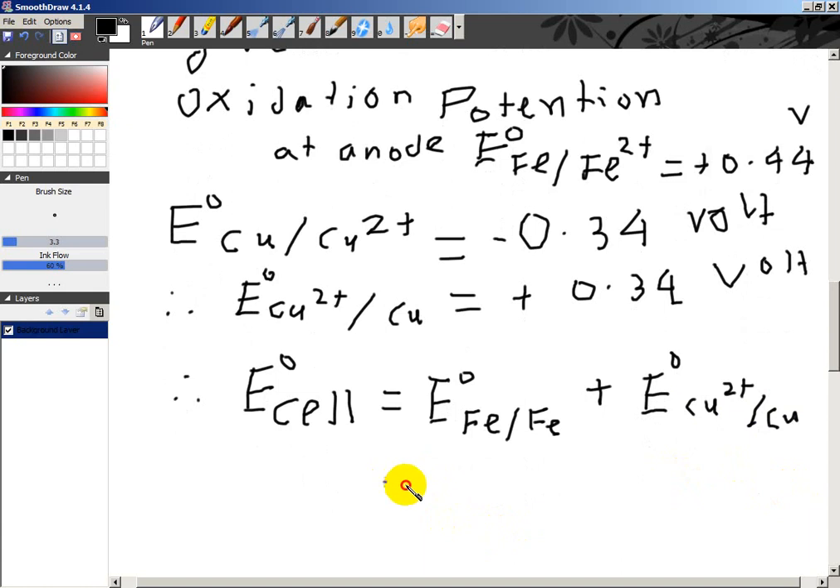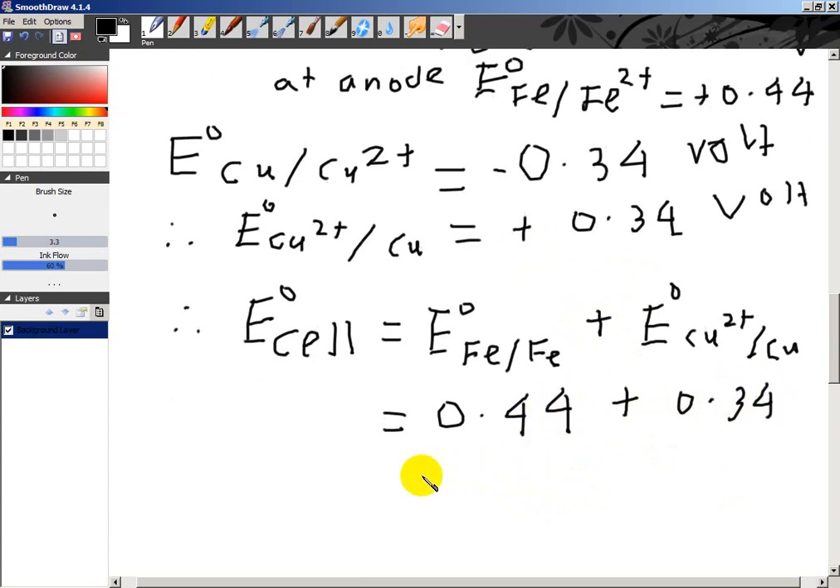Now I am putting in the values. This value is plus 0.44 and this is also plus 0.34. So the electric potential is plus 0.78. You should give the sign with the potential: if the volt is plus, give plus; if minus, give minus. This is the electrode potential found.